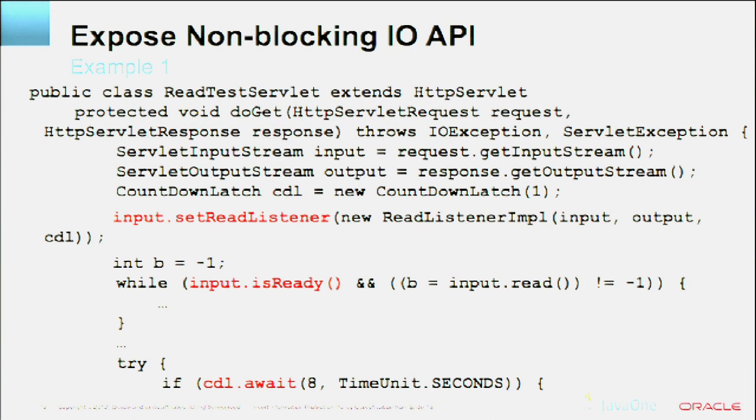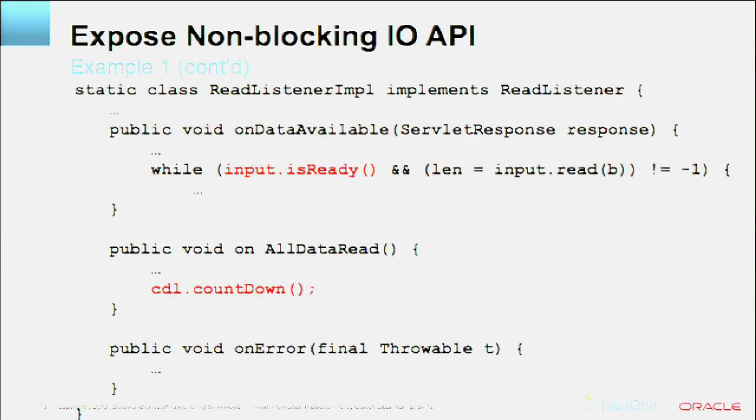Now let's take a look at the read listener input and how it looks. If you look at it, I implemented the three methods in the interface. One is onDataAvailable. You can see that this one is basically the same as the one you had in the previous slide. You try to read as much data as possible until you cannot read any more.